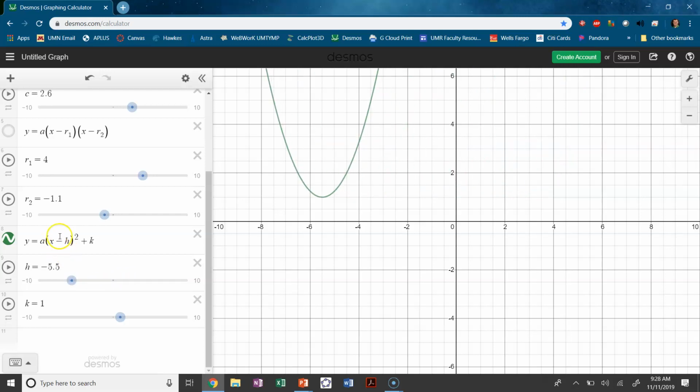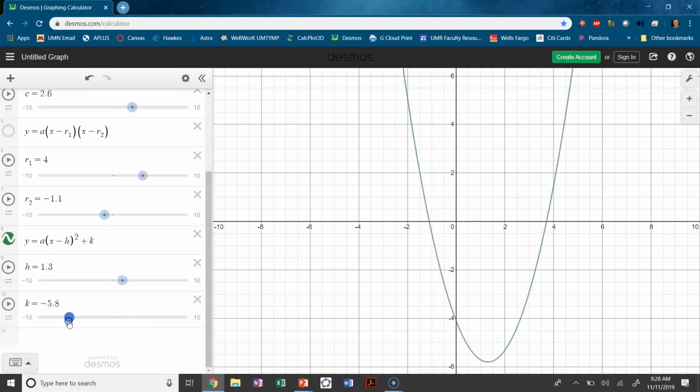So the minus here is important, and it's always opposite of what you think. If it's a -1 in there, that actually means that H is 1, and it's going to be over to the right side. And K is a little bit more straightforward: instead of going left and right, it goes up and down. If K is positive, it goes up. If K is negative, it goes down.